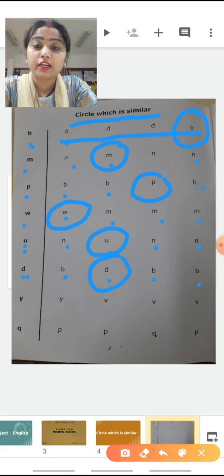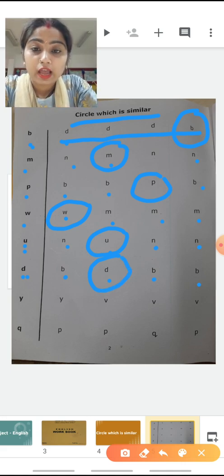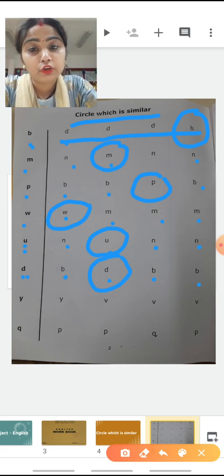Okay children. In the same way you all have to do this exercise in your Shrima workbook. Okay, those who are not having the books, they have to do this same exercise in your English notebooks.